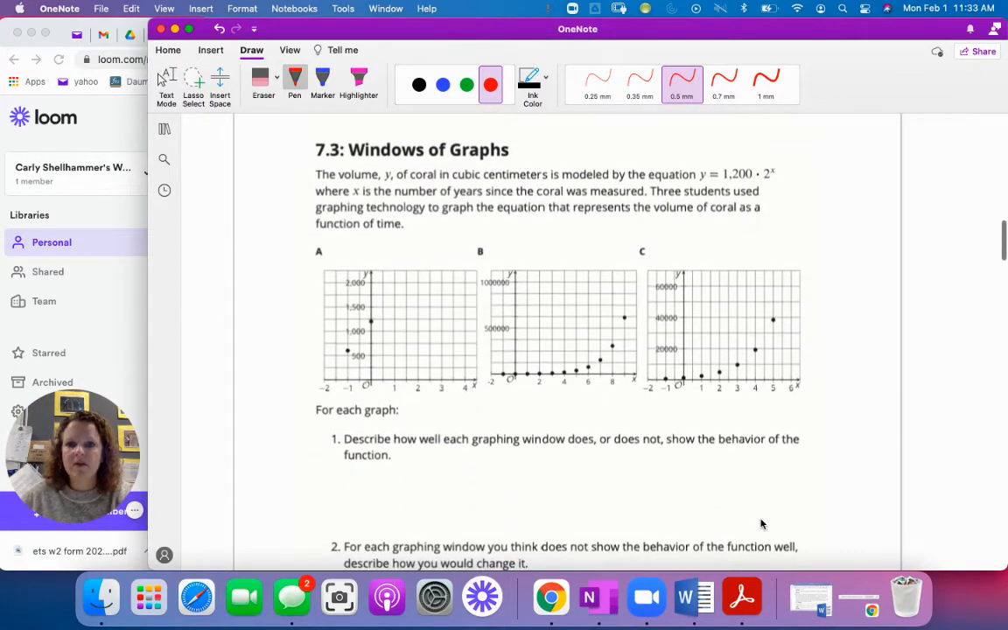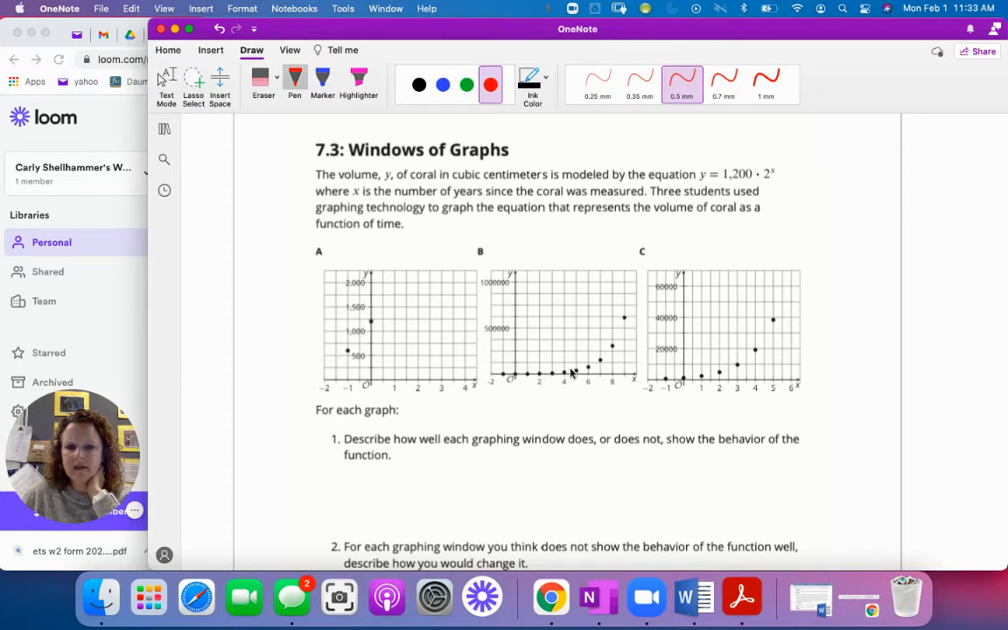Okay, windows of graphs. The volume y of coral in cubic centimeters is modeled with the equation y equals 1200 times 2 to the x, where x is the number of years since the coral was measured. 3 students used graphing technology to graph the equation that represents the volume of coral as a function of time. So here we have just 2 points. Look at that. So our initial value is at 1,200 and half of that.